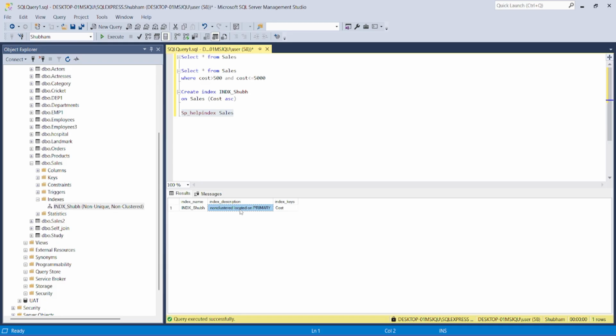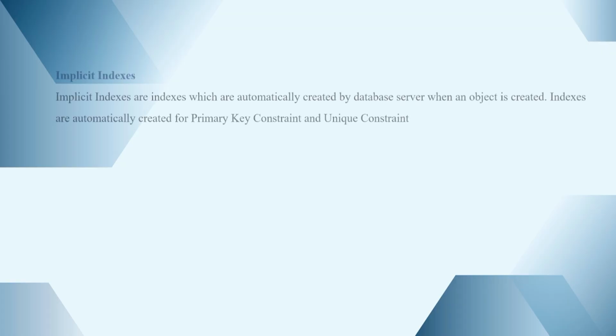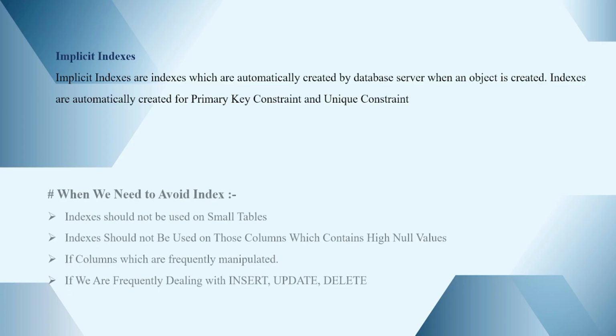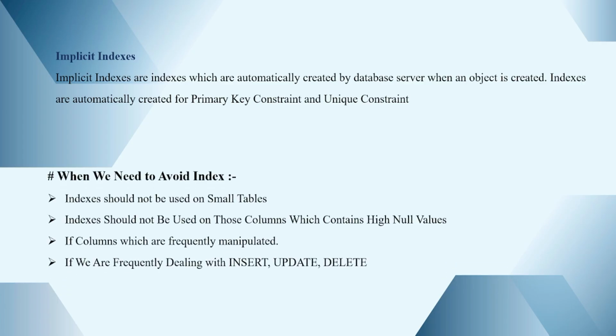And now let's discuss some more points. Let's understand what implicit indexes are. Implicit indexes are indexes which are automatically created by the database server. When an object is created, indexes are automatically created for primary key constraints and unique constraints. These two constraints we have already covered here in the playlist. And now let's understand when we need to avoid an index.